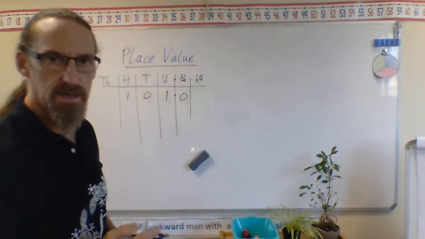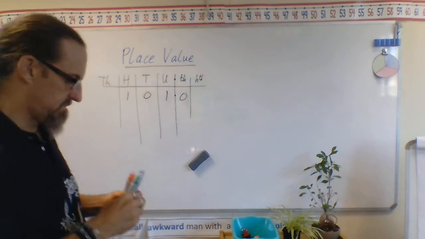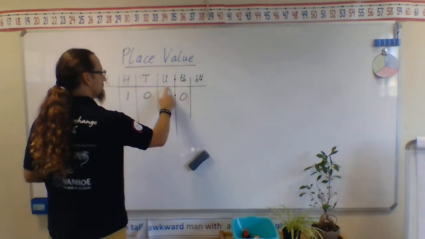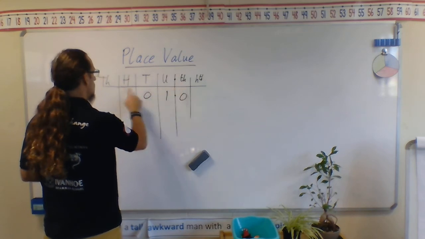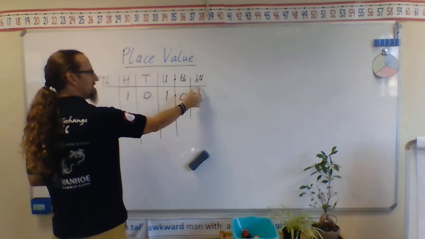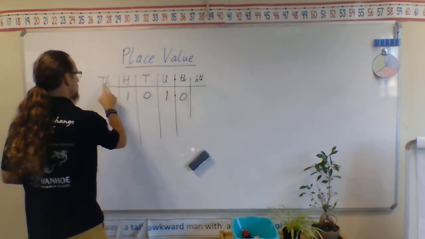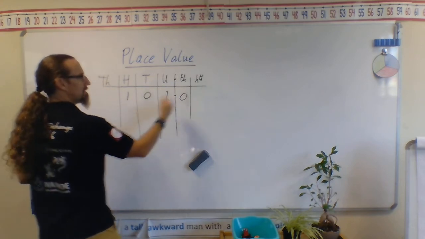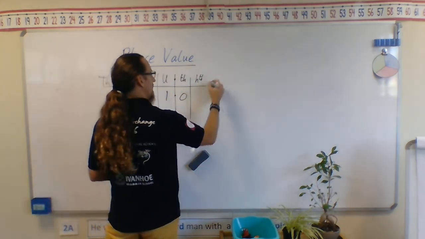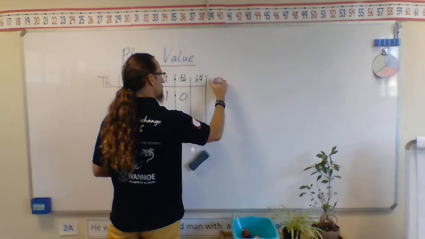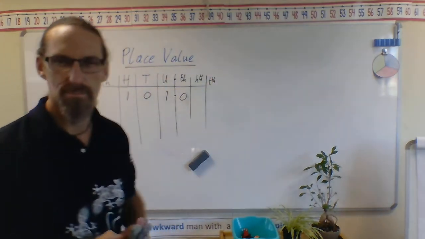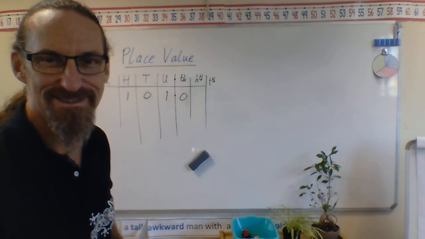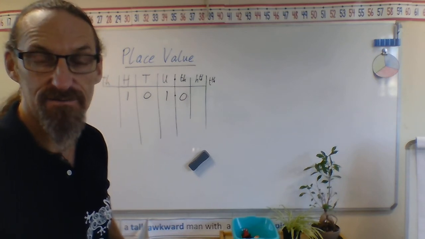Can you see a pattern going on now? We've got the ones here, the units here, and we've got tens and we've got tenths. We've got hundreds and we've got hundredths. This column is thousands. So what would this one be? Thousandths. There you go. That's about all you need to know right now for today's lesson.